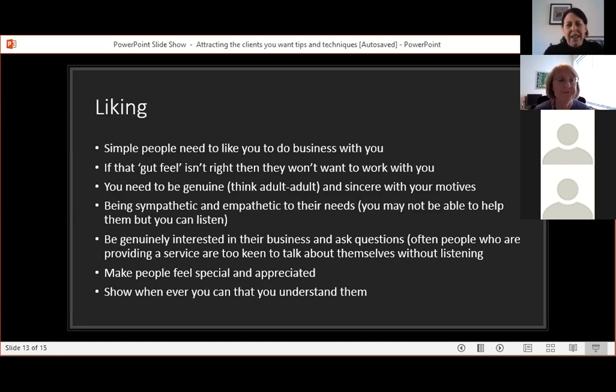So this is about being genuine, again thinking adult to adult and being sincere with your motives. It's about having open relationships with your clients and being able to have the conversations with them. I've also put in there it's about being sympathetic and empathetic to their needs, but that doesn't mean that you rush in like a parent and meet all their needs, because quite simply you can't do that. But what you can do is listen and understand them, help them draw conclusions from that, and also suggest ways that as an adult you might be able to help them move forward out of that situation.